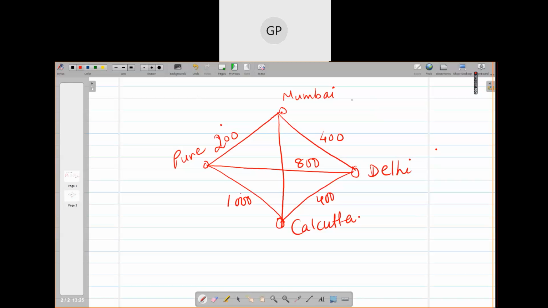There are many houses on each route, so he has to cover each route at least once. But here the traveling salesman has to visit the cities. He need not take every route. He doesn't have anything to do on the route. He has to reach the destination. So whether he reaches from Pune to Delhi via Mumbai or directly from Pune to Delhi doesn't matter. He has to visit Mumbai, Delhi, and Calcutta exactly once and come back to the same city where he started.